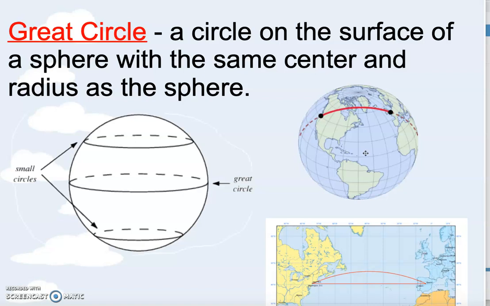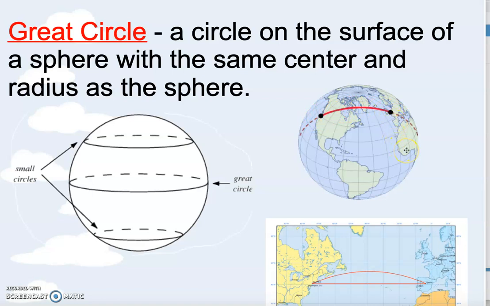One of the reasons why great circles are important to us is it turns out on a sphere, the shortest distance between any two points, so for example, this point here in northwestern Washington state, and this point here in Europe, maybe that's France, the shortest distance between any two points on a sphere is the path along the great circle that goes through those two points.